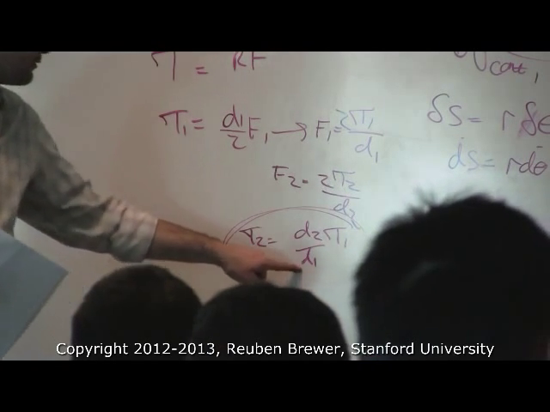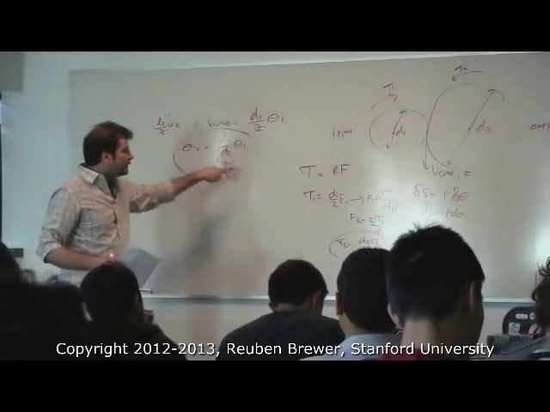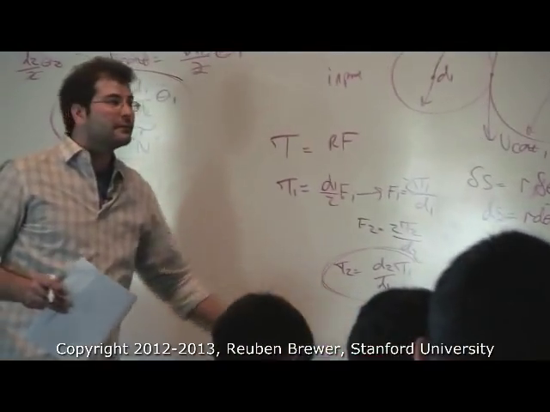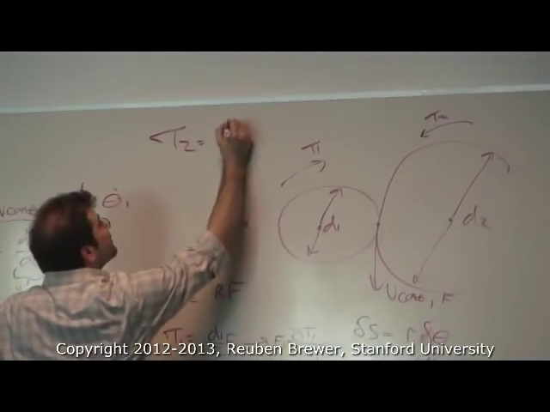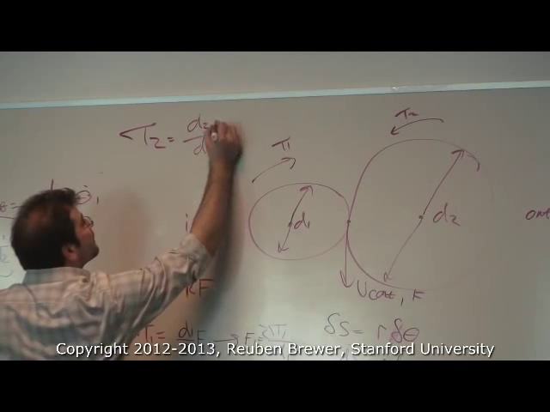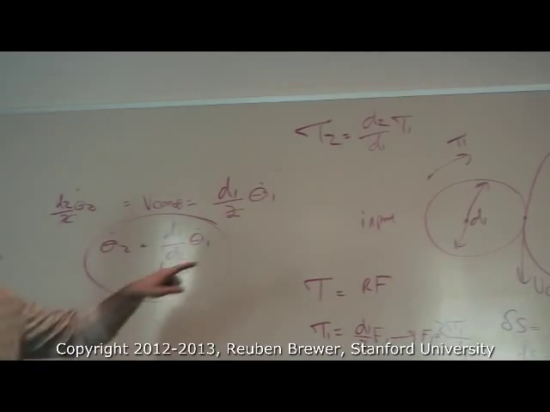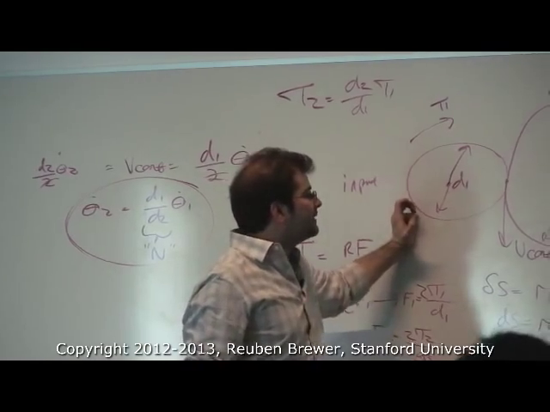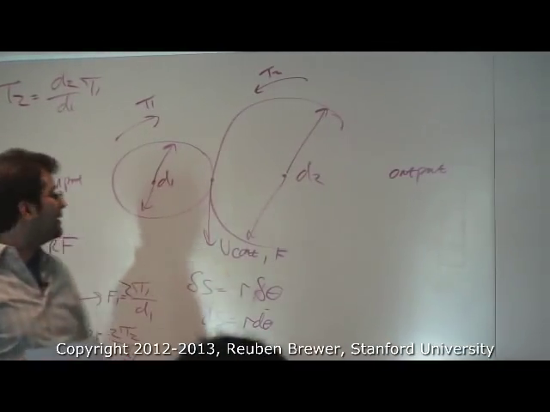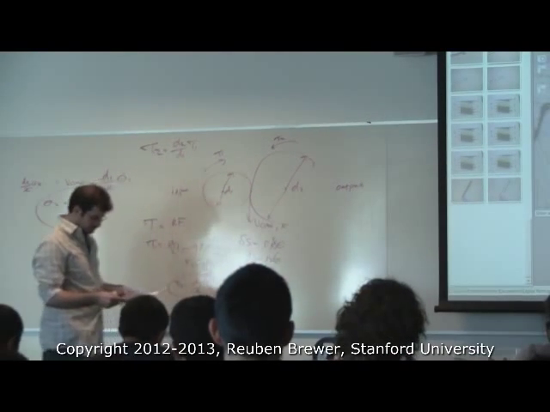So notice that the ratio here is the inverse of this. Here it's d1 over d2, and here it's d2 over d1. I'm going to write it up here so everyone can see it. Tau 2 is d2 over d1 tau 1. It's the inverse relationship. So with this little gear, if we spin it at one velocity, here it's a lower velocity. But if we spin with one torque here, here it's a higher torque.